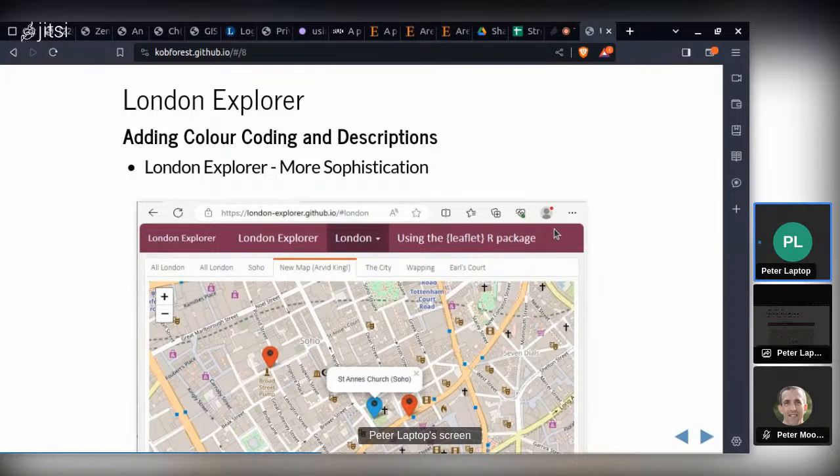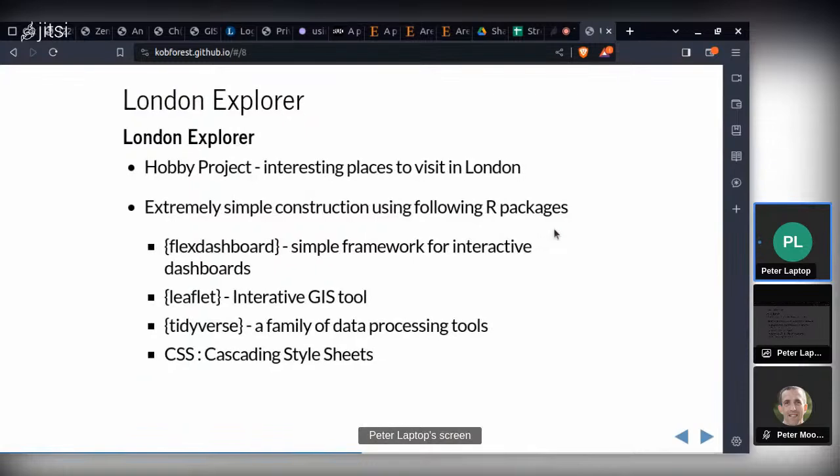Okay, so there's a little bit of extra sophistication. Arvid, who added a data set, is quite technically competent, but not in this respect, and he was able to do a pull request and put in his own little data set there. I was going to progress it further, but essentially this has allowed collaboration. This is a hobby project, so interesting places to visit in London.